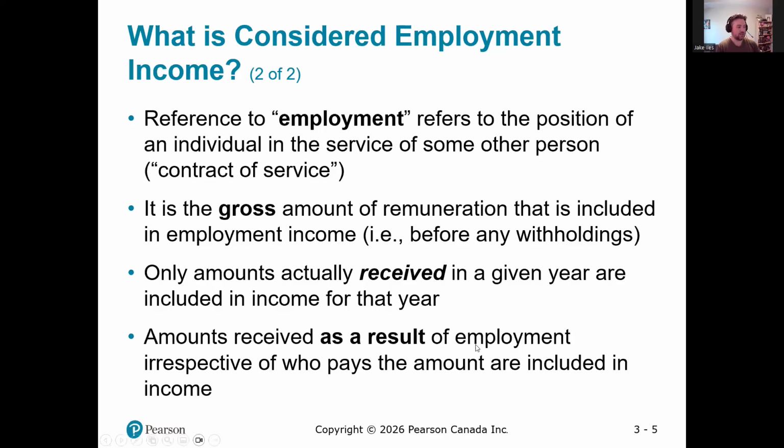Amounts received as a result of employment, irrespective of who pays the amount, are included in income. So I got tips at the restaurant. Now, my boss didn't give me the tips, a customer did. But customers gave me tips because I work at the restaurant. The customers don't come in and hand out dollars to people who sit at other tables. They give tips to the wait staff. So I'm receiving that by virtue of my job, irrespective of who paid. It doesn't matter who gave me the money, but that I got the money for that job. So it's part of that employment income.